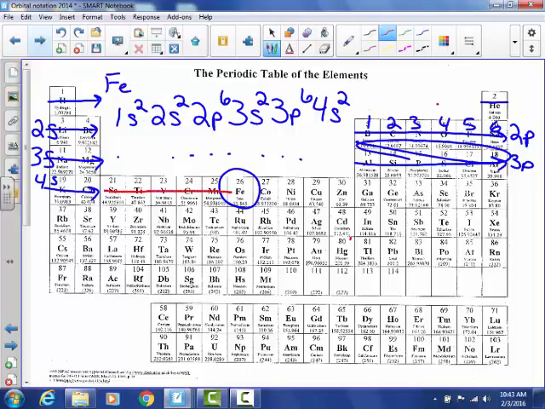I am in 3D. But you just count over. 1, 2, 3, 4, 5, 6. So this level is 3D6. And that would be your electron configuration notation for iron. Okay?